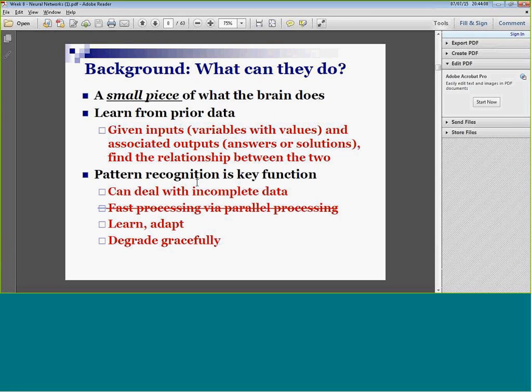Now, as I said, we learn from having prior data being reinforced. We're given inputs, such as the things I mentioned from the pine tree, and associated outputs with that. Someone says, that is a pine tree, young man. That is a pine tree, young lady. And we figure out the relationship between them. We map the inputs to the answer. And again, that's pattern recognition. So what a neural network in the computer will do is the same thing. It's basically going to take inputs and an answer and build the black box in the middle.